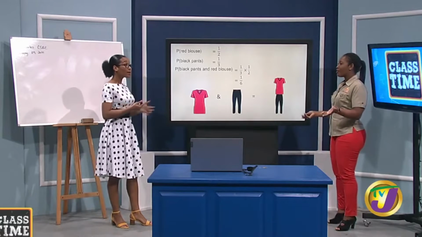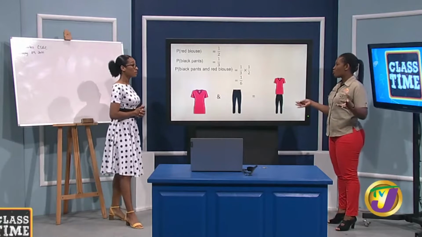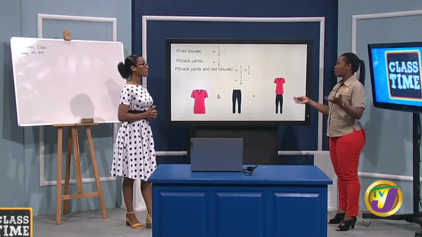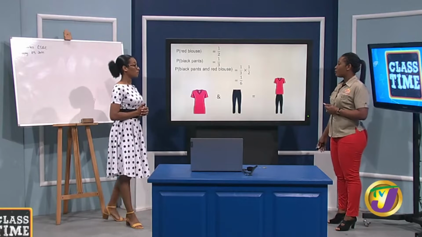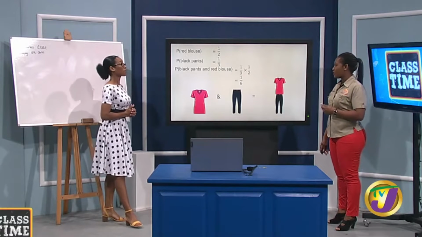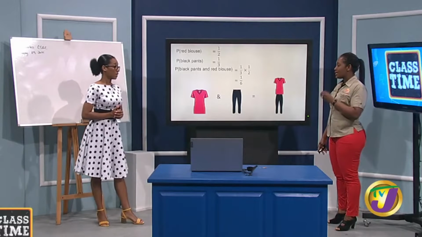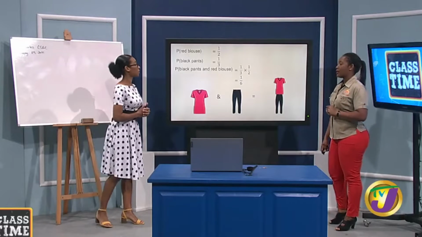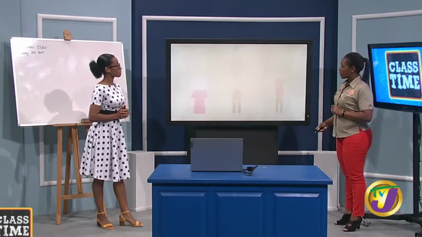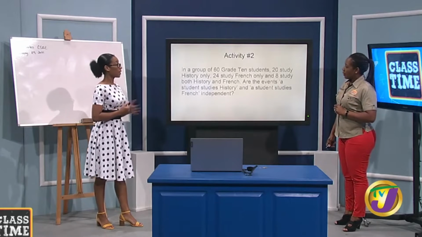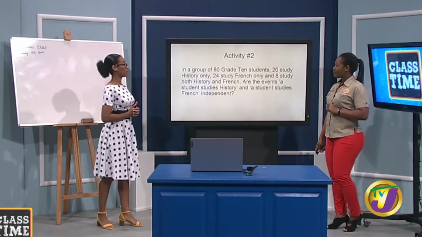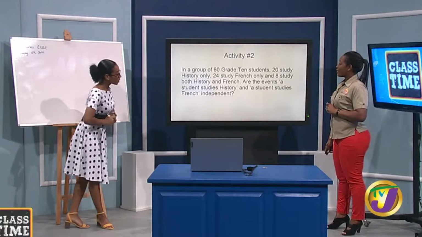Excellent. So if the occurrences are way too much and time consuming to draw a table, definitely the multiplication rule is quite efficient in calculating the probability of two independent events if they were to come together. All right. We're here looking at a second activity. So go ahead, Tamika, with the activity.